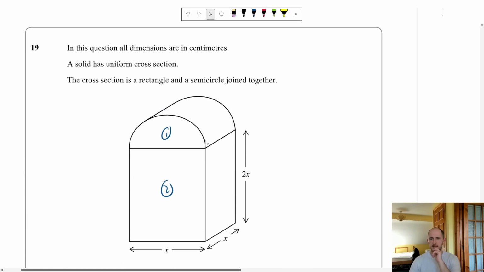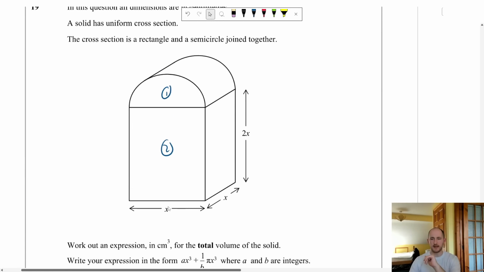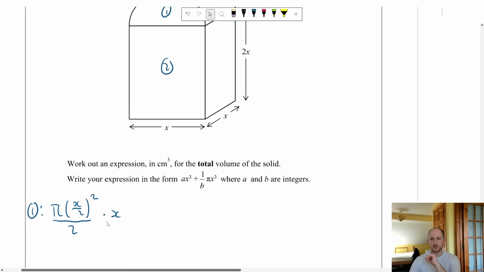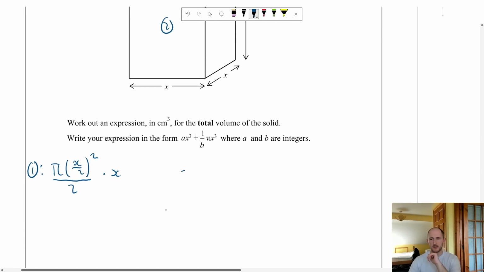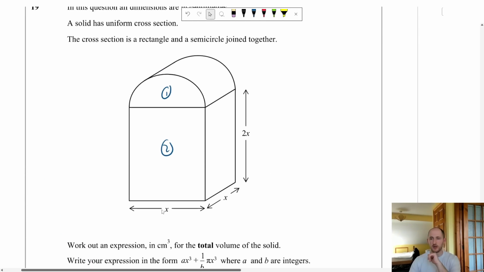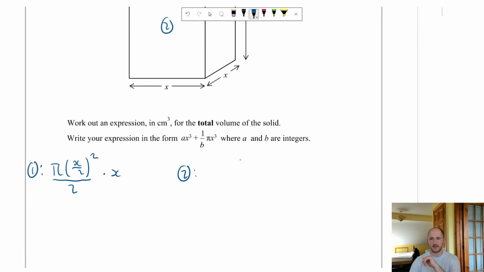So again, the semicircle is pi r squared divided by 2, but the radius is x over 2 as well. Object number 2 is just a classic cuboid. So the rectangular face is going to be x times 2x, and its length is going to be x. So it's just going to be x times 2x, which is of course just 2x cubed.